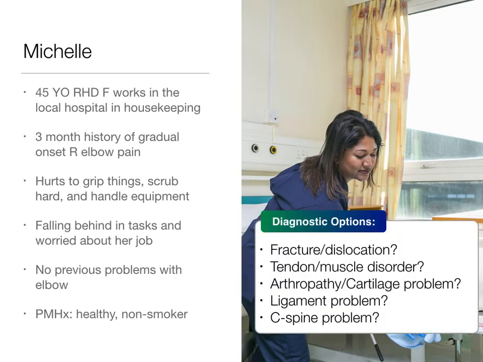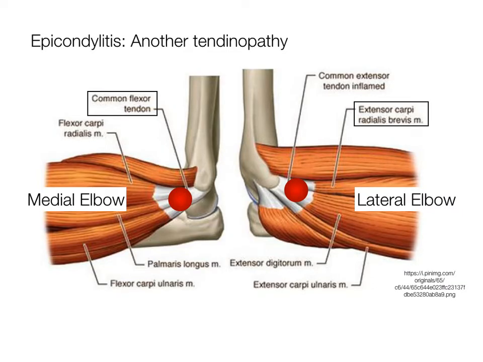Let's think about our options based on what's in the elbow. Could this be a fracture or dislocation, a muscle or tendon disorder, an arthropathy, a ligament problem, or is this the C-spine pretending to be an elbow problem? I've already tipped my hand in the objectives, but we're going to look at another tendinopathy, this time the epicondylitis. The red circles here show where the point of maximal tenderness is for medial and lateral problems.